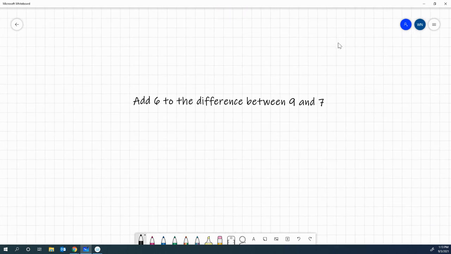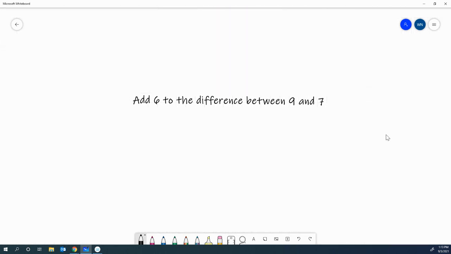Let's do a few more. Add 6 to the difference between 9 and 7. Difference between tells us to subtract. So we've got an add and a subtract. This one's a little bit backwards. We know we're going to add 6, but the difference between 9 and 7, the subtraction between 9 and 7, we have to do first. So 9 minus 7. Looks good.